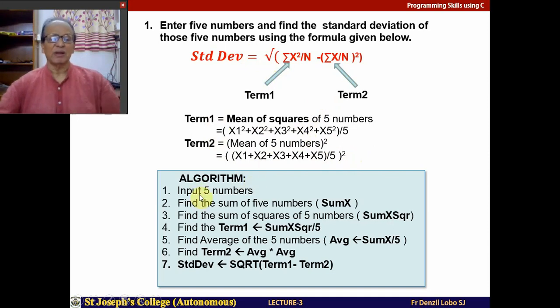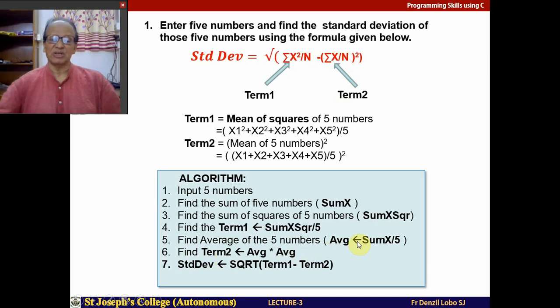This is the algorithm. First input 5 numbers, find the sum of 5 numbers, find the sum of squares of 5 numbers. So we will give these variable names as sum x square, sum x. They are very representative. Just by reading those variables, we know what they represent. Term 1 is equal to therefore sum x square divided by 5, sigma xi square divided by 5. And then we find the average of 5 numbers. Average is equal to sum x by n.